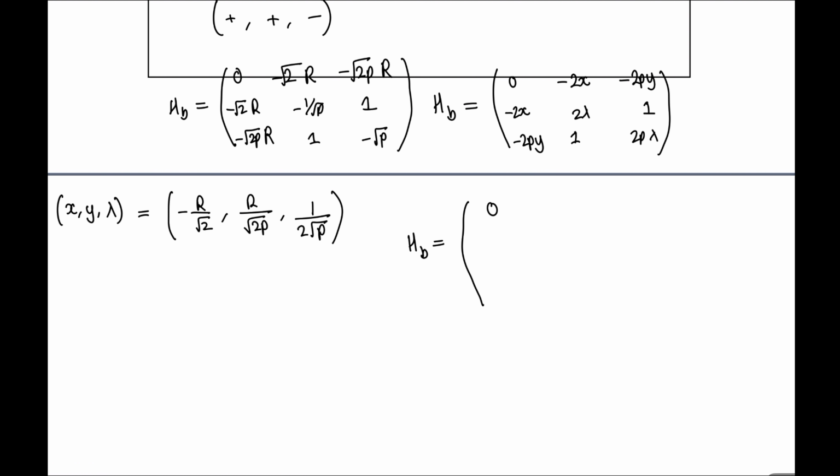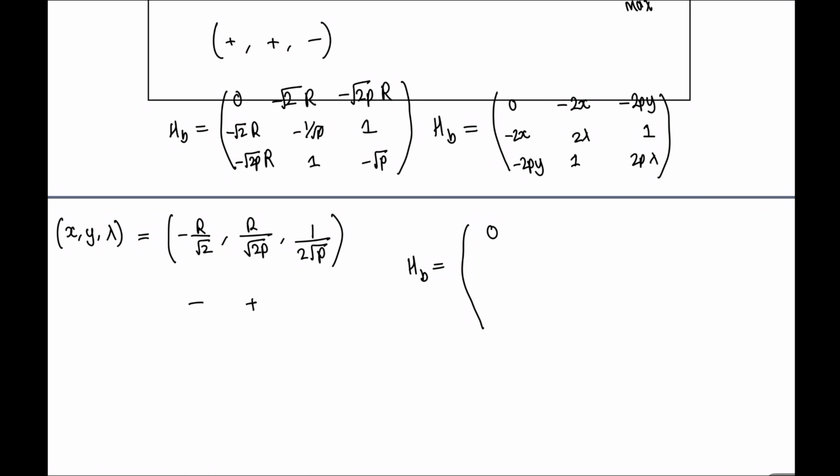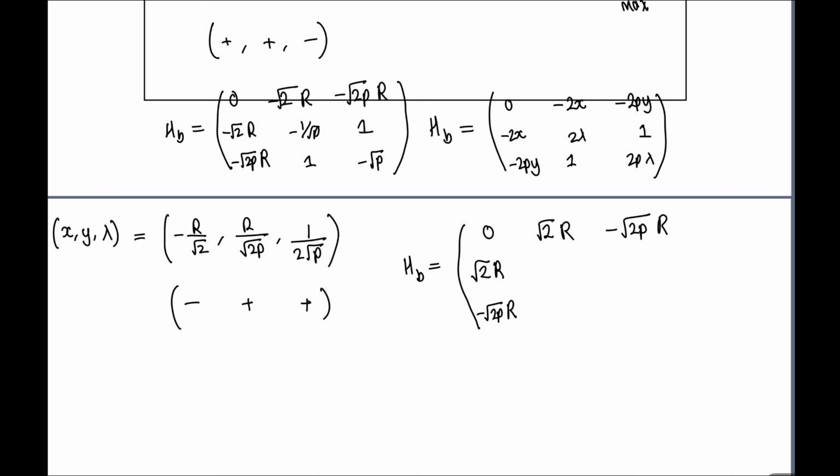So now, when we work out the Hessian for this solution, this is still going to remain a 0. As we now have a negative, positive, this is just going to be positive root 2r. This remains the same as y is still positive, so we still get minus root 2pr, and that follows over here. 2 lambda will now be positive, so it'd just be 1 over root p, and we have 1, and then 2p lambda will also be positive now, so it'd just be root p.